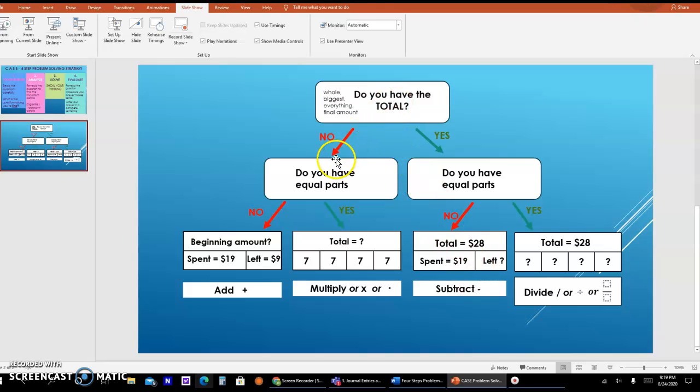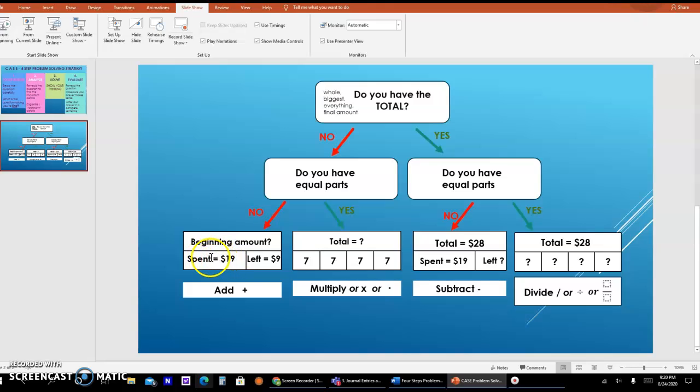Now let's go here. Okay, if you don't have the total, that's when your question is find the total of something. Then if you have equal parts here, and in each one you have the same amount, that's when you multiply. Of course, you can also add 7 plus 7 plus 7 plus 7, which is the same as 4 groups of 7 or 4 times 7.